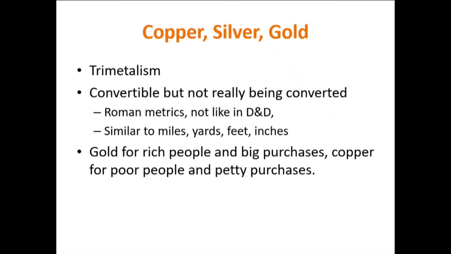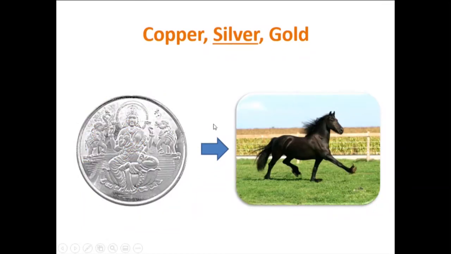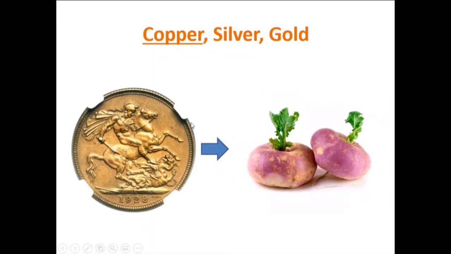Gold was only used among rich people, and it was used for big purchases, and copper would be for poor people for petty purchases. So with gold coins, you buy a family tomb. With silver, you'd buy a horse or an armor, and with copper, you would buy turnips, if people used money at all. Of course, credit systems, mutual favors were also very popular.